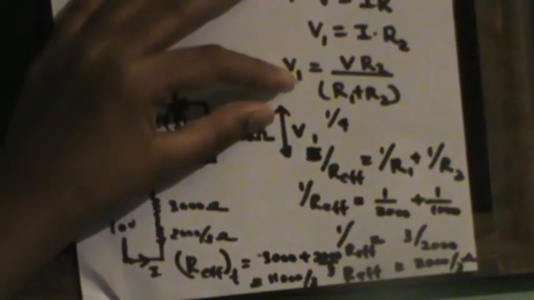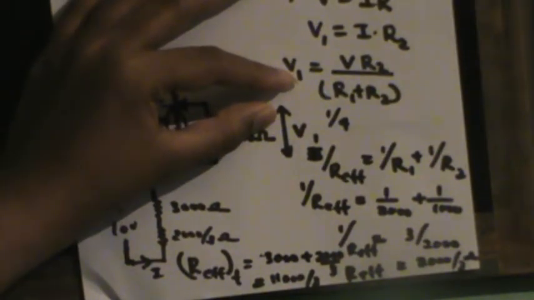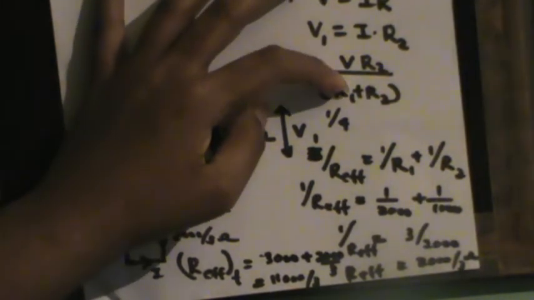So we have to find the current that is flowing through this. You can find the current and then find the voltage, but what I will do is use the concept of the potential divider. Using the concept of potential divider, you can say V1 is equal to V times R2 by R1 plus R2.